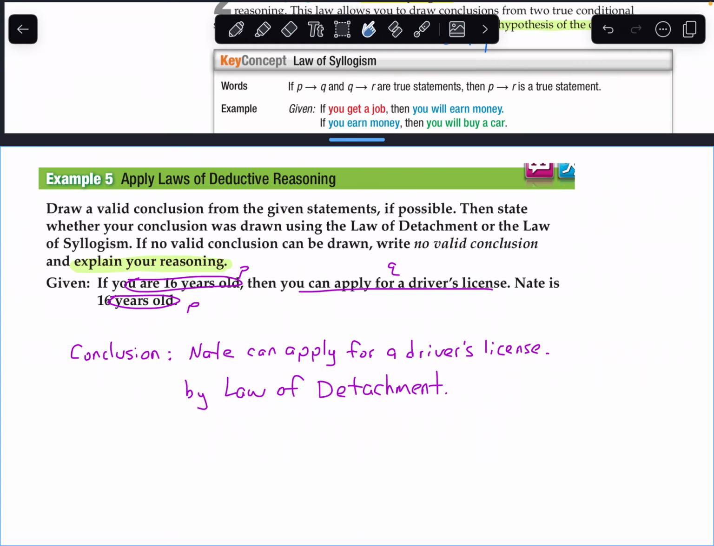All right, and that finishes the last example. So that concludes section 2-4.